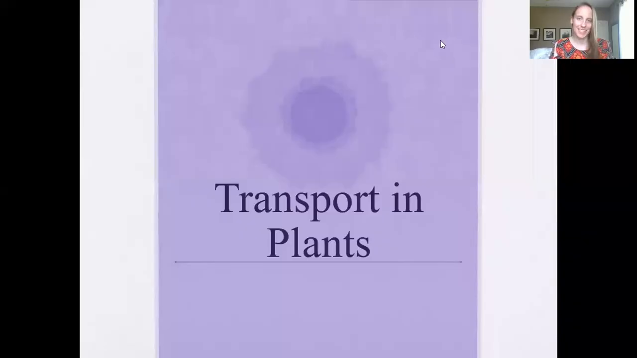Hey guys, so yesterday when we were learning about the structures of a leaf, we talked about the vascular bundle and the xylem and phloem tubes and kind of what they transport and the direction that they transport materials in inside the plants. Today we're just going to be going more in depth into that kind of stuff. So this lesson is all about transport in plants.